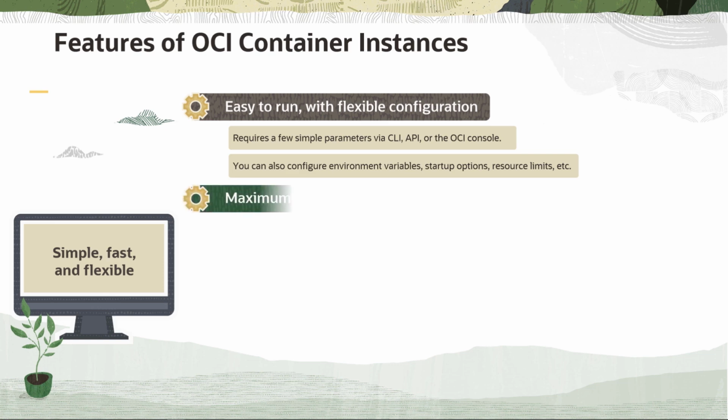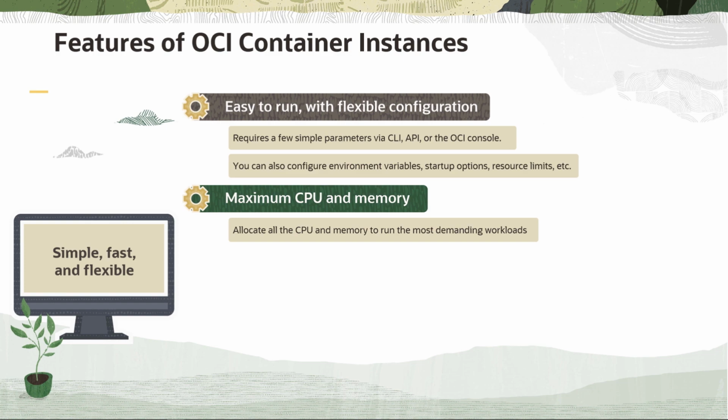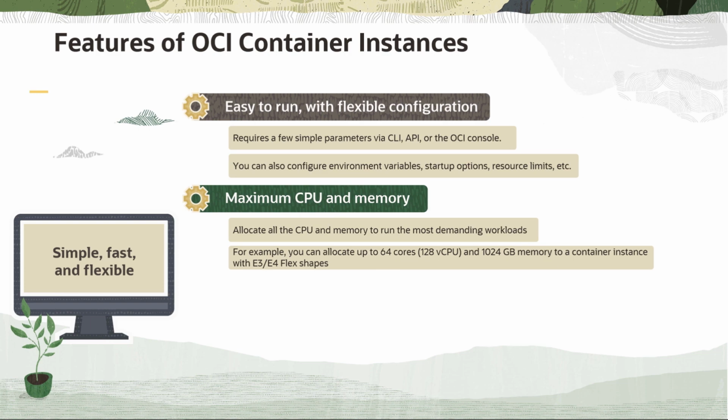This enables you to launch containers instantly, configured just the way you want them to support your needs. Maximum CPU and memory. You can allocate all the CPU and memory provided by the underlying compute shape to a container instance to run even the most demanding workloads. For example, you can allocate up to 64 cores, which is around 128 vCPU, and 1024 GB of memory to a container instance with the E3 and E4 Flex shapes.